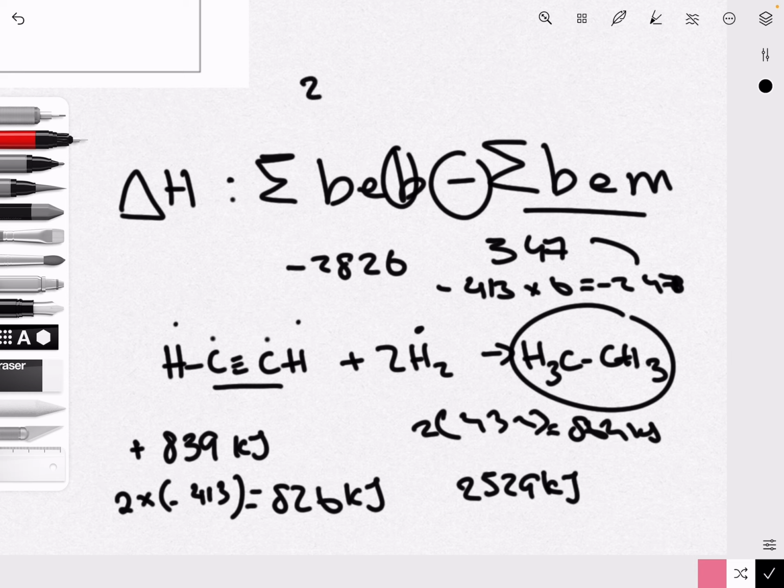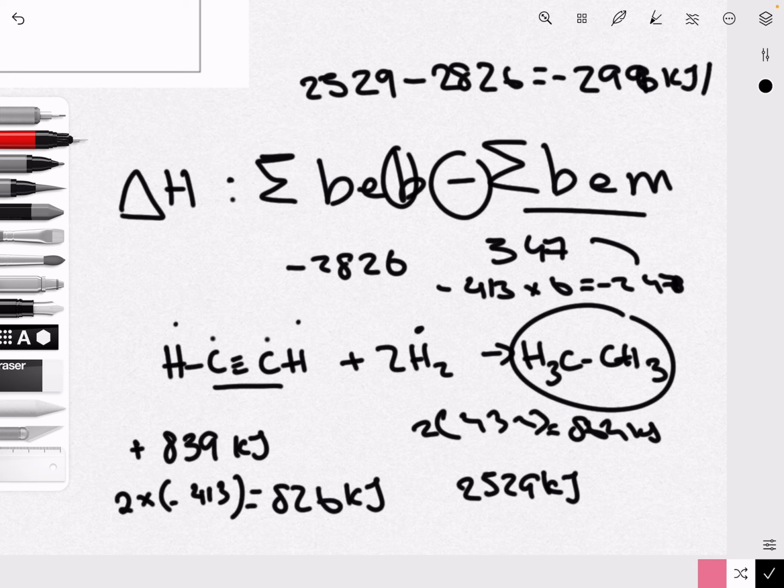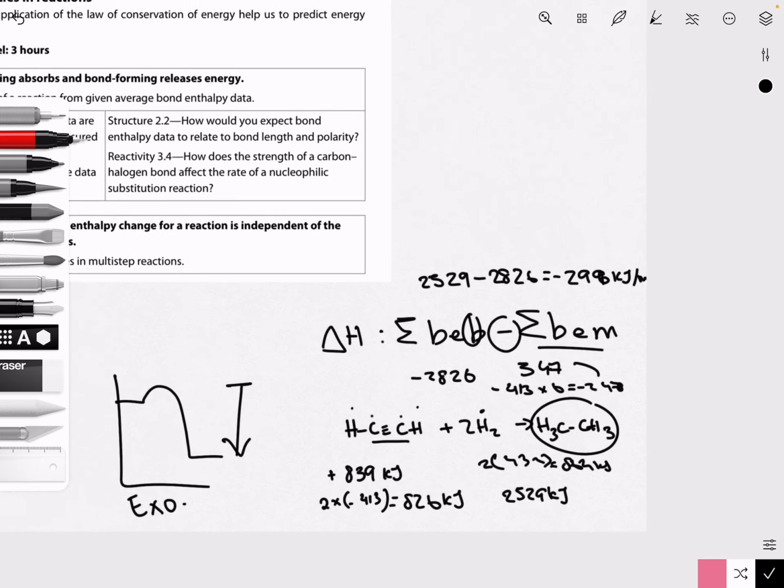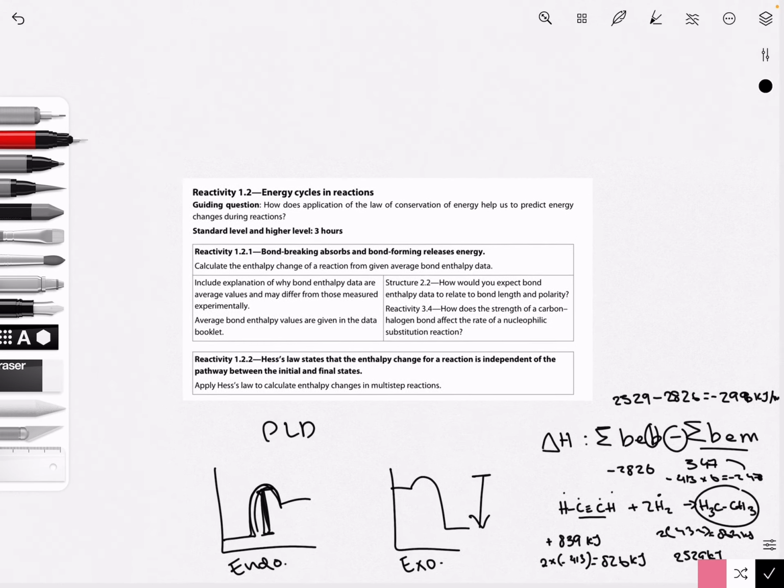So bonds broken subtracted by bonds made. Bonds broken 2,529 minus 2,826, which gives us an overall change in enthalpy of negative 296 kilojoules per mole. So this is an example of the kind of work that you will need to be familiar with when it comes to calculating bond enthalpies.